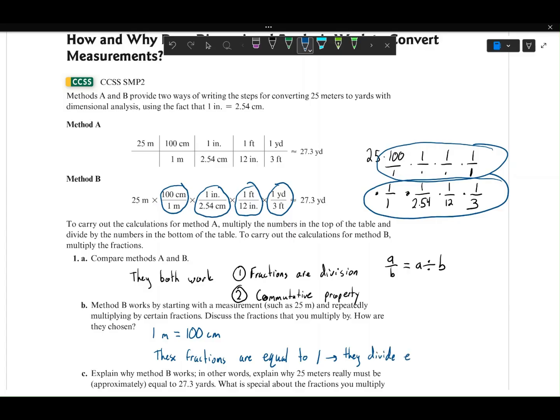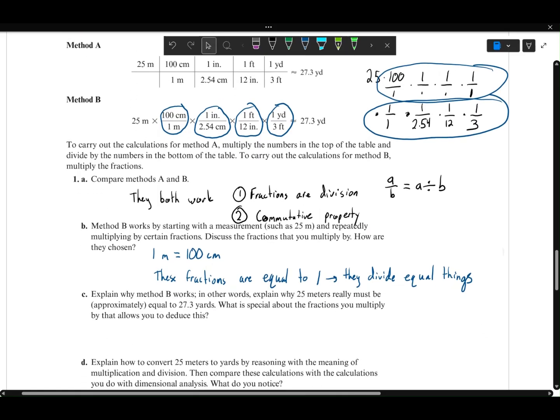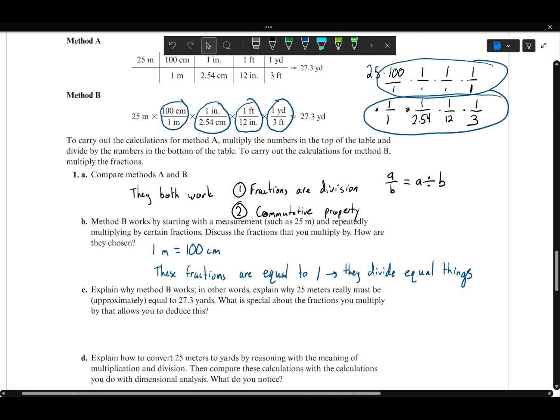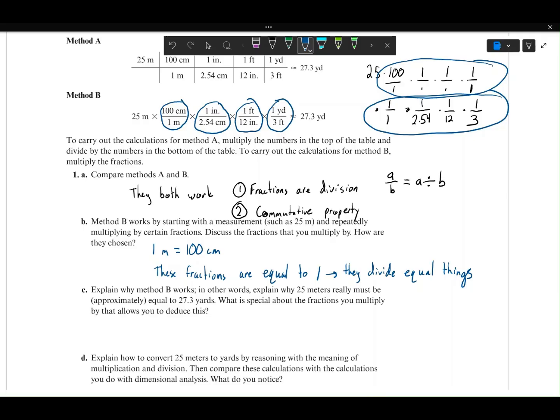This is important. When we use proper conversion factors, we are not changing the length. We're multiplying by a bunch of ones. What we're changing is how we view the length. That's what I'm trying to get at here with B and C: the recognition that the fractions are equal to 1.